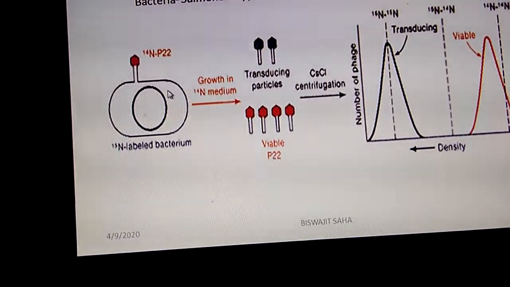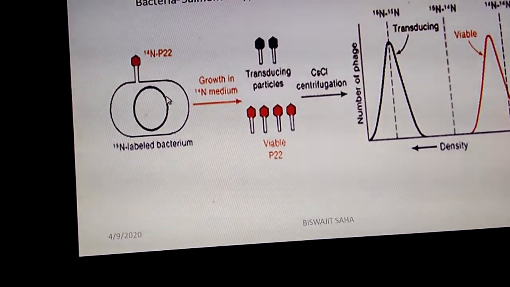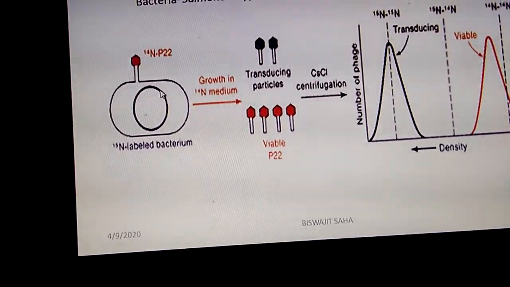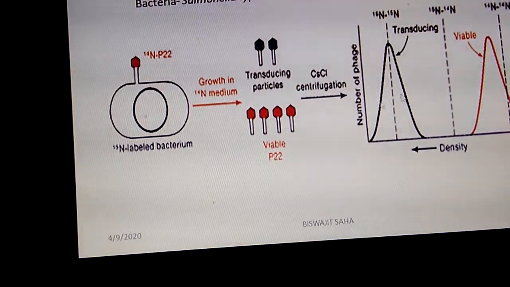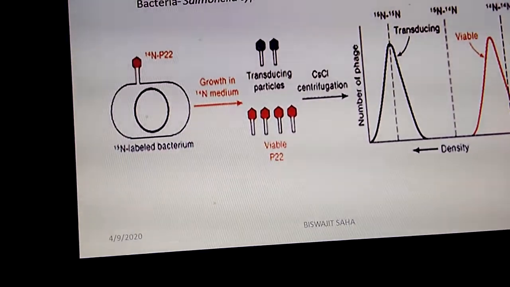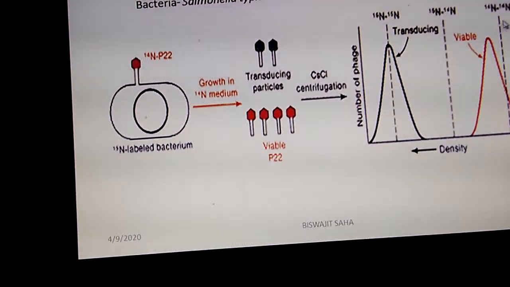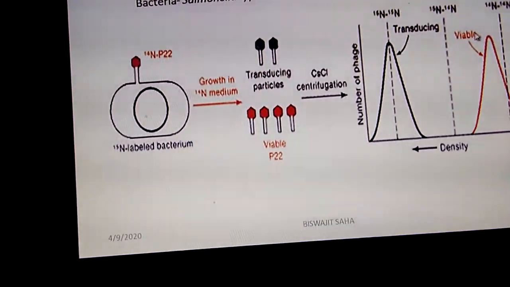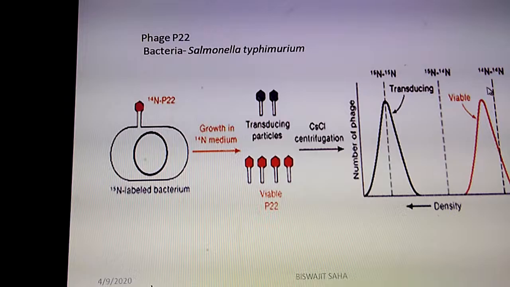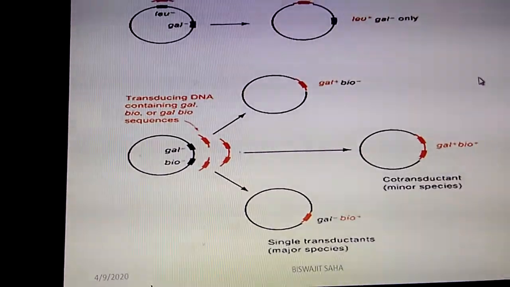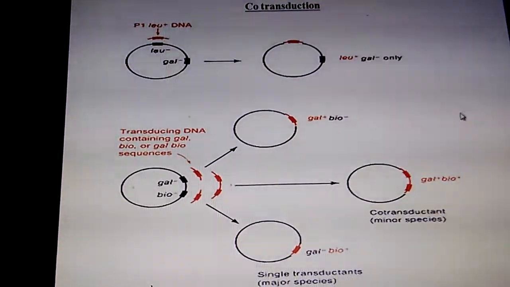So if some of the bacterial DNA gets incorporated, some of the bacterial nucleotide gets incorporated to make the progeny phages, in that case the progeny phage will not get totally N14, but at least 2% or 1% N15 also. So that is why the peak appears here, right? So this is the mechanism, and now we are going for the co-transduction phenomena.